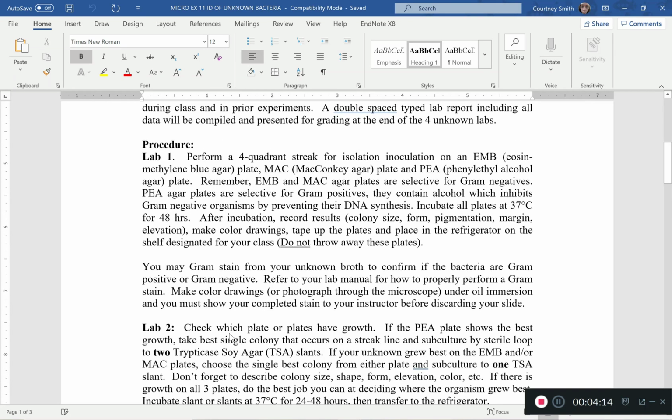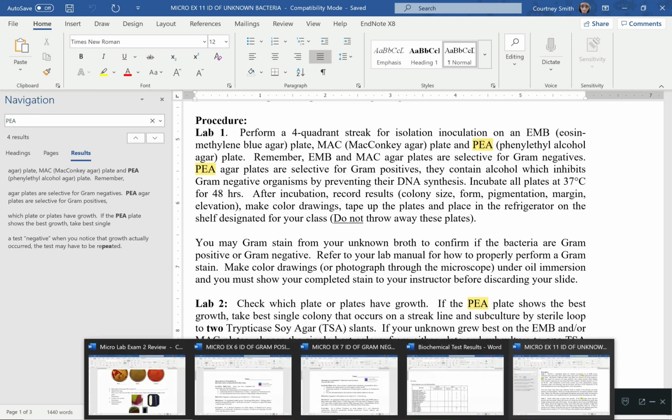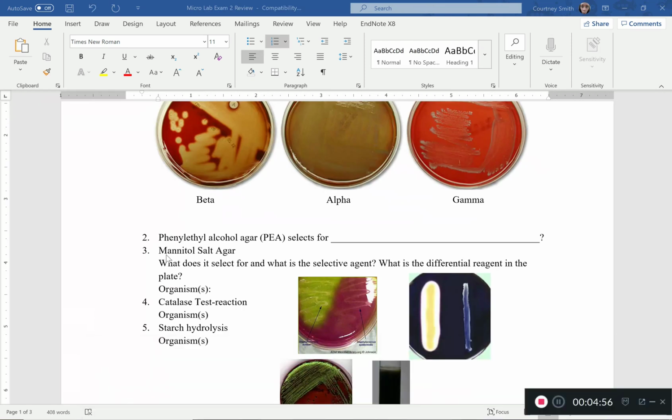Okay, where does it say it? Okay, so PEA agar right here. Remember that MAC and EMB are selective for gram negatives, whereas PEA is selective for gram positives. The reason why it's selective for gram positives is because it has alcohol in it, and that alcohol will inhibit growth of gram-negative bacteria by preventing their DNA synthesis. So definitely keep that in mind in terms of PEA. That is the answer for the second question on the review. So PEA is selective for gram positives.